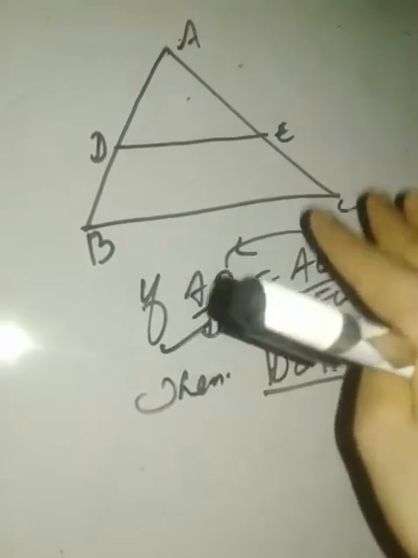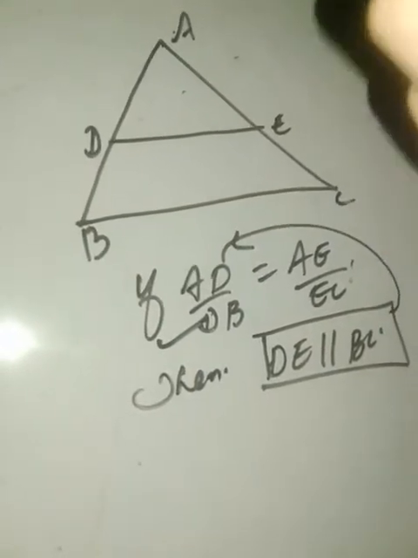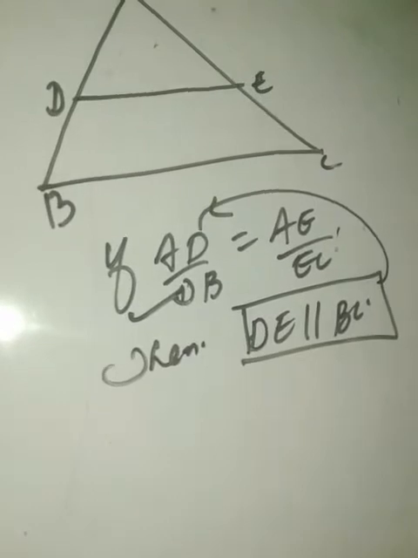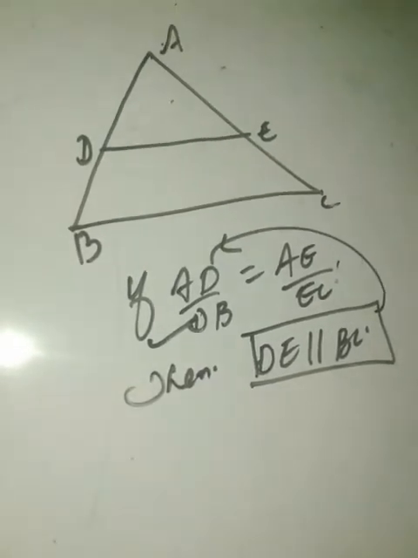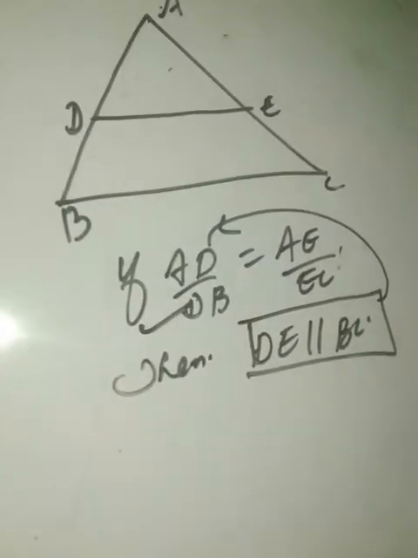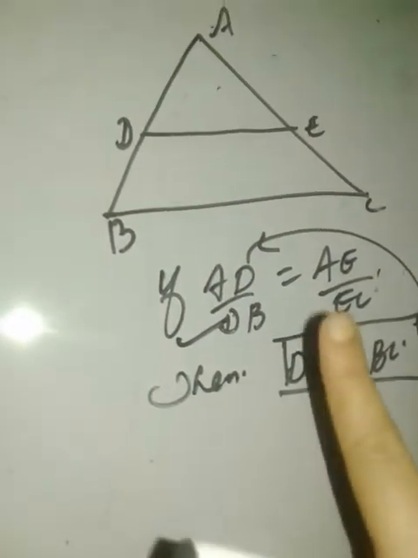So the converse of Thales theorem is that if a line divides any two sides of a triangle in the same ratio, or we can say proportionally, then the line must be parallel to the third side. This is the converse of Thales theorem. I hope you will understand it.